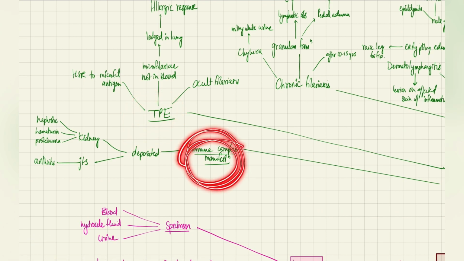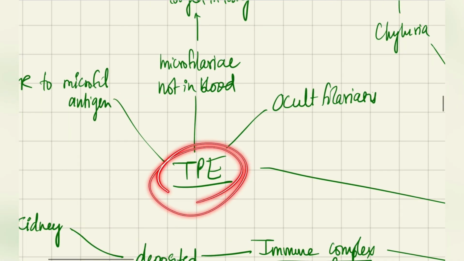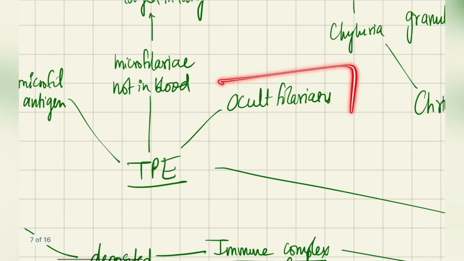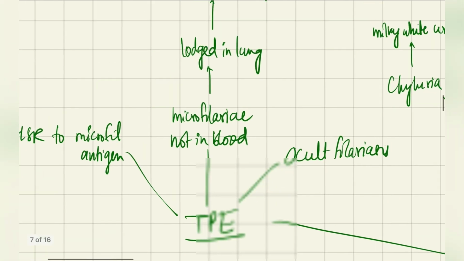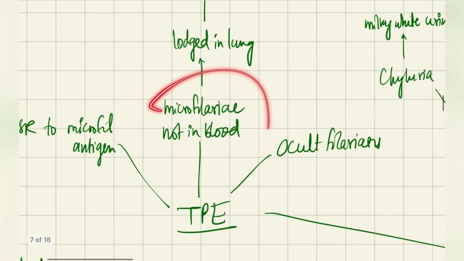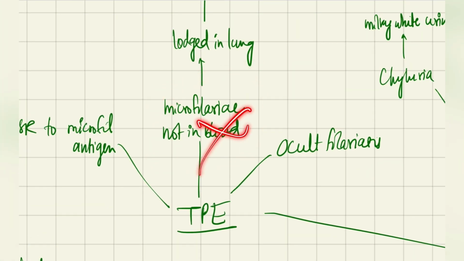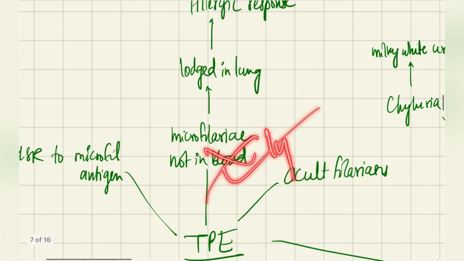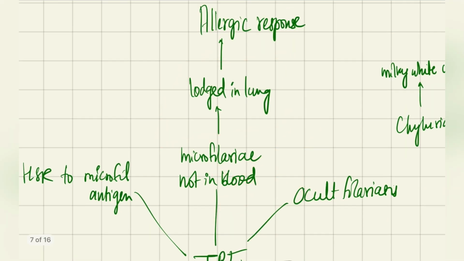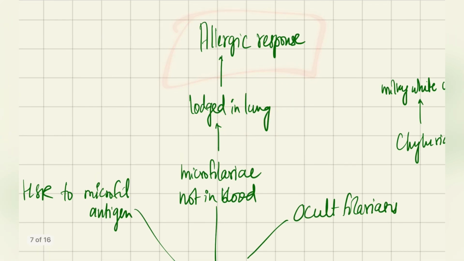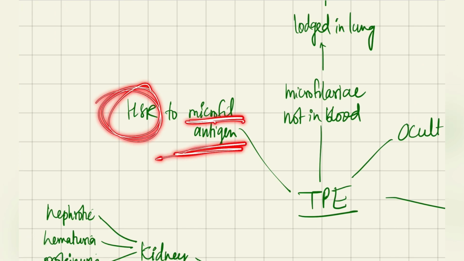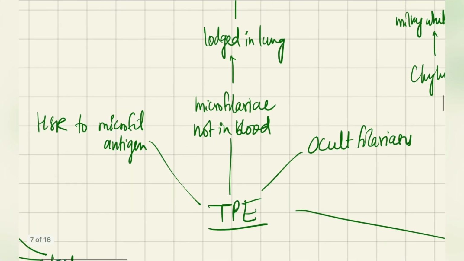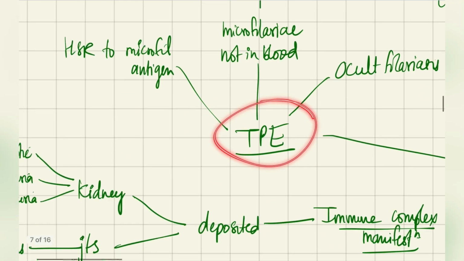Okay, now there are other manifestations as well apart from lymphatic filariasis, which are tropical pulmonary eosinophilia and manifestations because of the immune complex. Coming to tropical pulmonary eosinophilia, this is occult filariasis, which basically means hidden. Occult means hidden. So here the microfilaria are present not in the blood or the lymphatics where they usually are, but instead they are dislodged in the lung. Okay, in the lungs, and hence they cause an allergic response. Basically this is hypersensitivity reaction to the microfilarial antigen. Okay, because the microfilaria are lodged in the lung. This is tropical pulmonary eosinophilia.